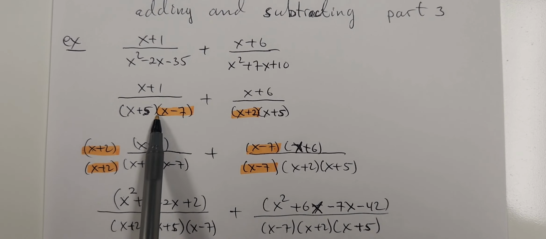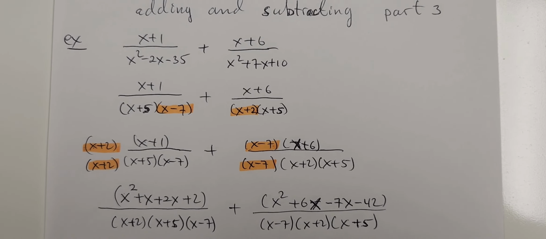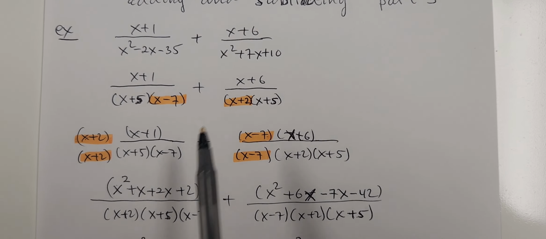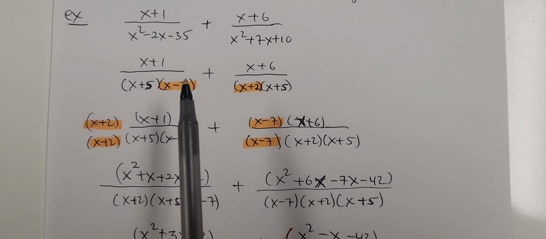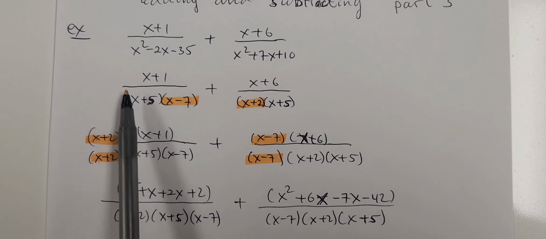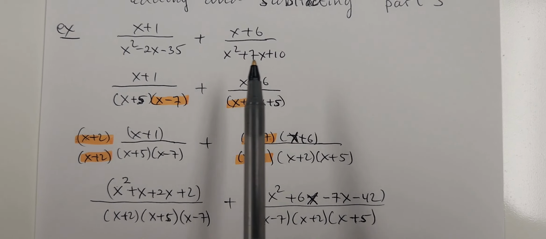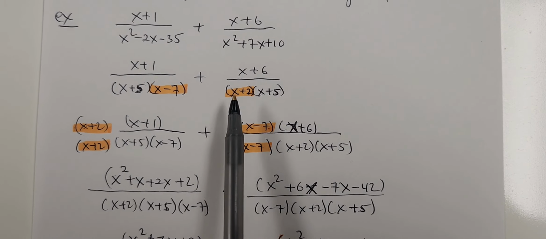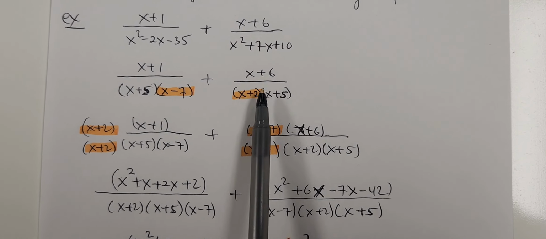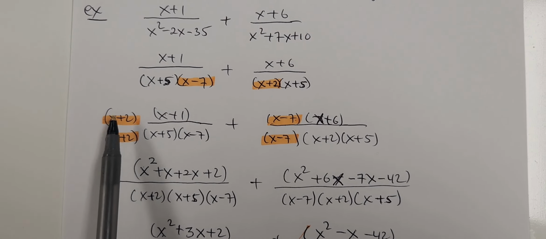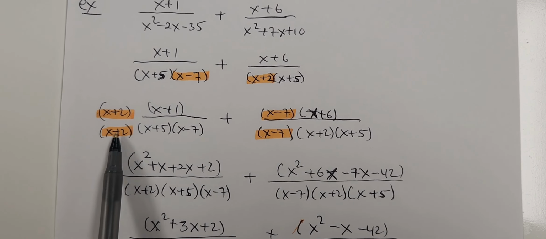Once you have the extra, then multiply to both sides. So I rewrote this line down here. Now multiply the extra. X minus 7 is the extra on the left, so I multiply to the right. That's what I have over here. X plus 2 is the extra on the right, multiply to the left, and that's what I have, x plus 2. Make sure you do top and bottom.